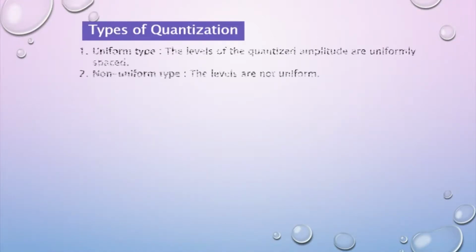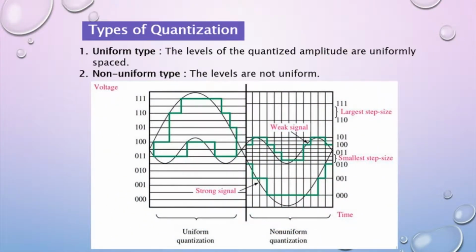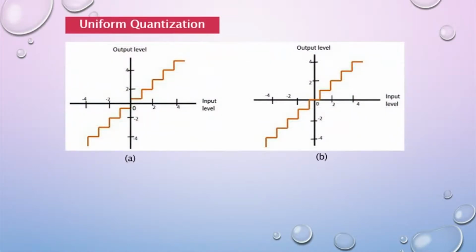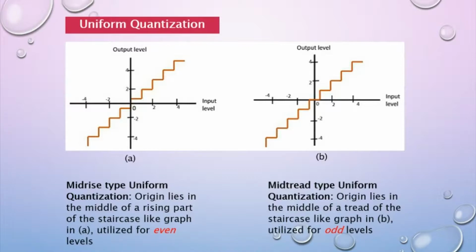Quantization is divided into two types, uniform and non-uniform. In uniform quantization, the levels of quantized amplitude are uniformly spaced, while in non-uniform quantization, the levels are not uniform. For uniform quantization, the signal-to-noise ratio is good at high-level signals, but bad at low-level signals. That is why non-uniform quantization was introduced. Uniform quantization itself has two types, which are mid-rise and mid-tread uniform quantization.